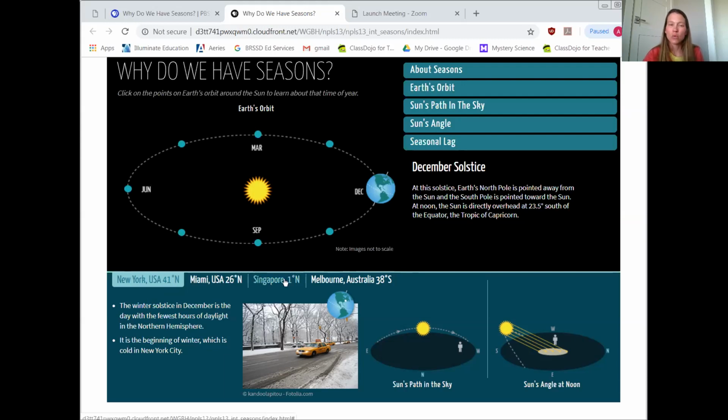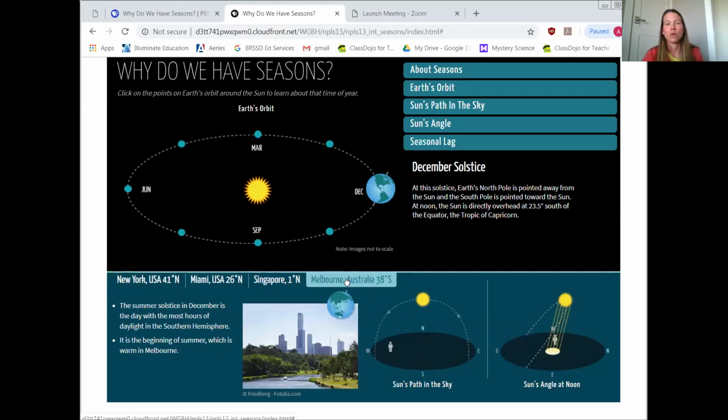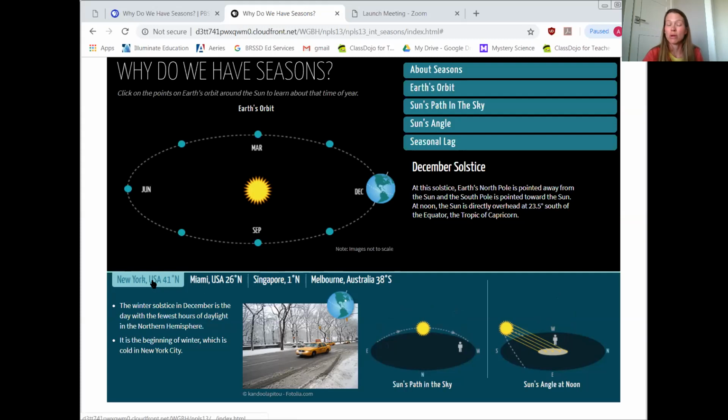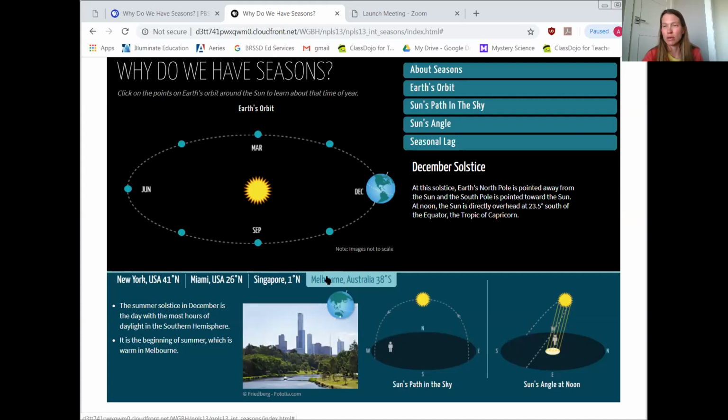Singapore is an equatorial city, meaning it lies almost directly along the equator. So I want you to flip through and look at Singapore. What is the difference in the sun's path and angle for a country that lies upon the equator? And lastly, Melbourne, Australia is a southern hemisphere city. So go ahead, you can click on that and compare what we see in New York or San Francisco at certain times of the year with what you would see in Melbourne, Australia at the same time. This is a good comparison between the northern hemisphere and the southern hemisphere.